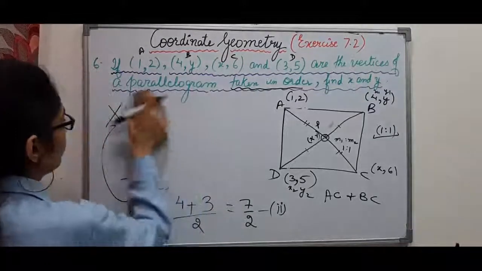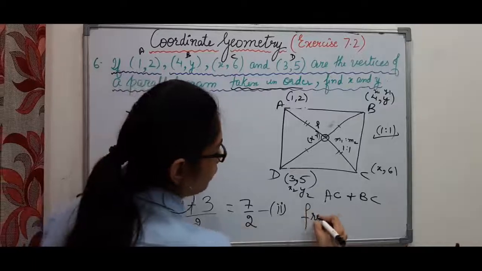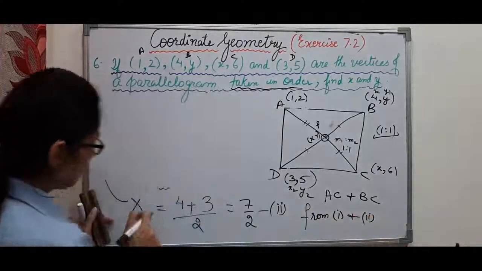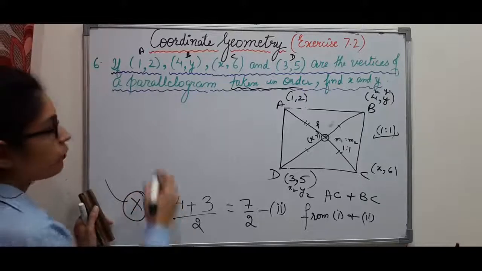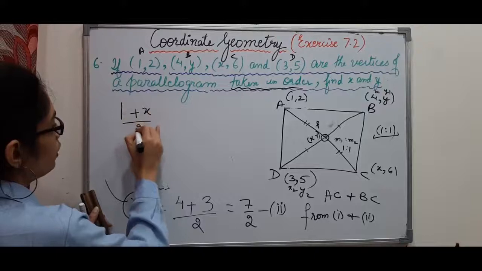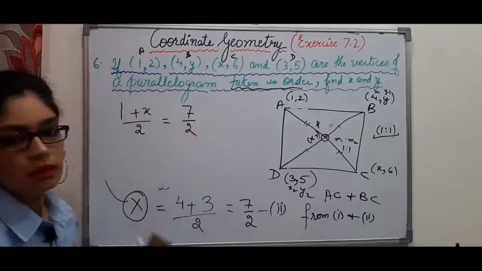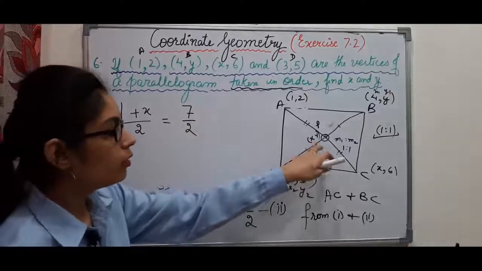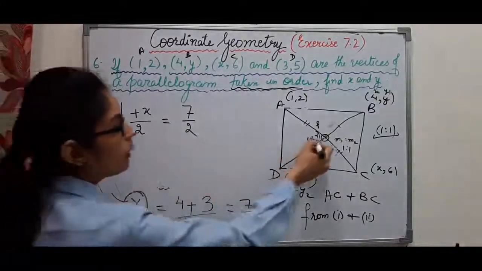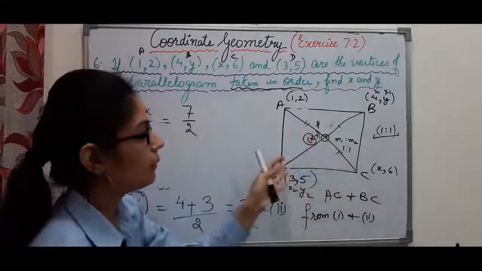So here I can write, from 1 and 2 we can see both are the values of capital X. So I can write (1 + x)/2 is equal to 7/2. This is a common point for both the lines, that's why I have taken the value of this capital X from both the lines AC and BD.